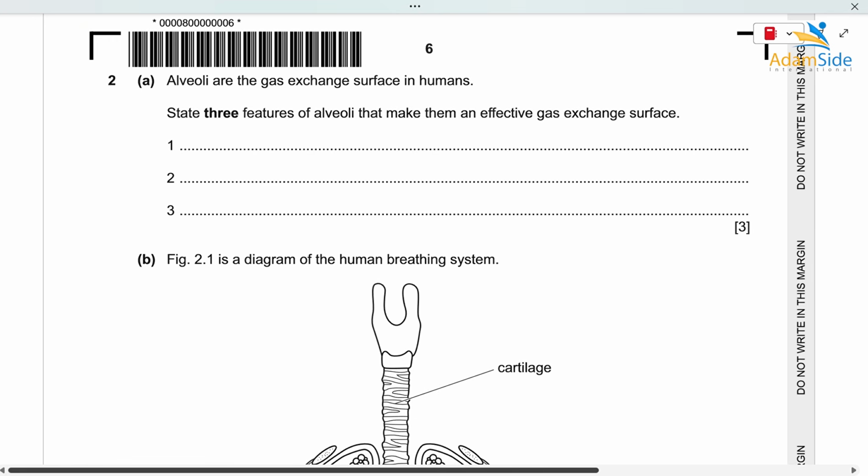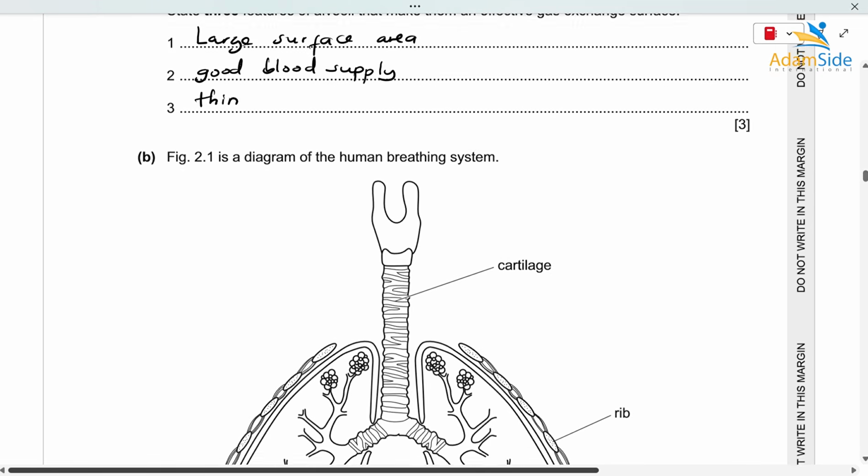First of all, they have a large surface area, to increase the area for diffusion of gases. Apart from that, they have a good blood supply, so that the blood can carry oxygen away and bring carbon dioxide towards them. But also they have very thin walls or membranes. Why? Because thin membranes shorten the distance for diffusion. So those are the features of gas exchange surfaces.